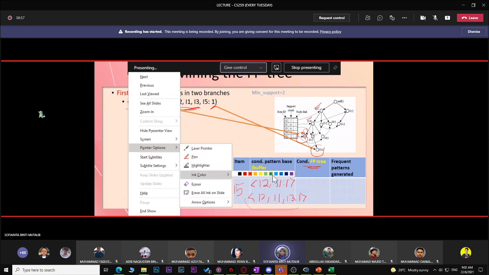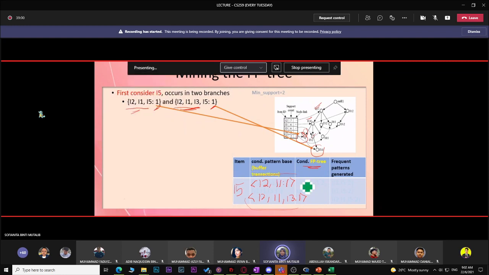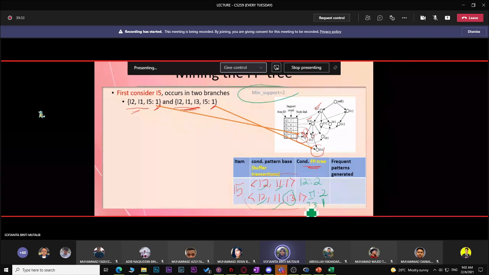So sekarang ni let me use another pointer. So kat sini we have I2. Okay, I2 occur here and occur here. So we have another number here. I2 occur 2 times. Okay, and then we have I1. Betul tak? Okay, and we have I3. I3 berapa? I3 adalah 1. Okay, so remember the support count must be 2. So I3 will be prune.